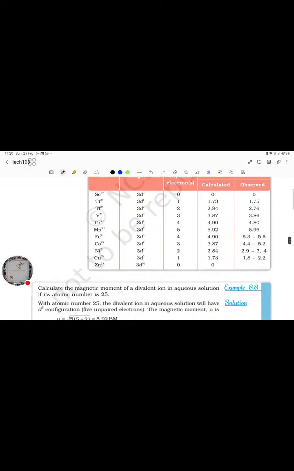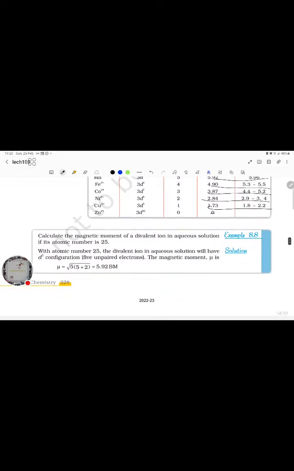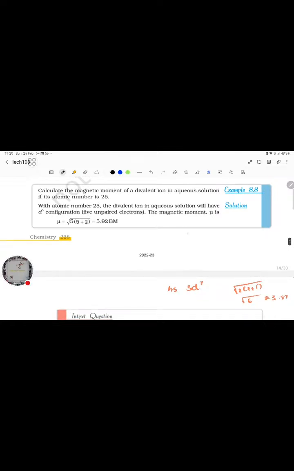The magnetic moments calculated from the spin-only formula and those derived experimentally for some ions of the first row transition elements are given. The experimental data are mainly for the hydrated ions in solution or in the solid state. As you can see, the calculated value and the observed value turn out really close. Calculate the magnetic moment of a divalent ion in aqueous solution with atomic number 25. It has 4s2 3d5, so removing 2 electrons gives a 3d5 configuration with 5 unpaired electrons: root of 5 into 7, root 35, about 5.92 Bohr magneton.